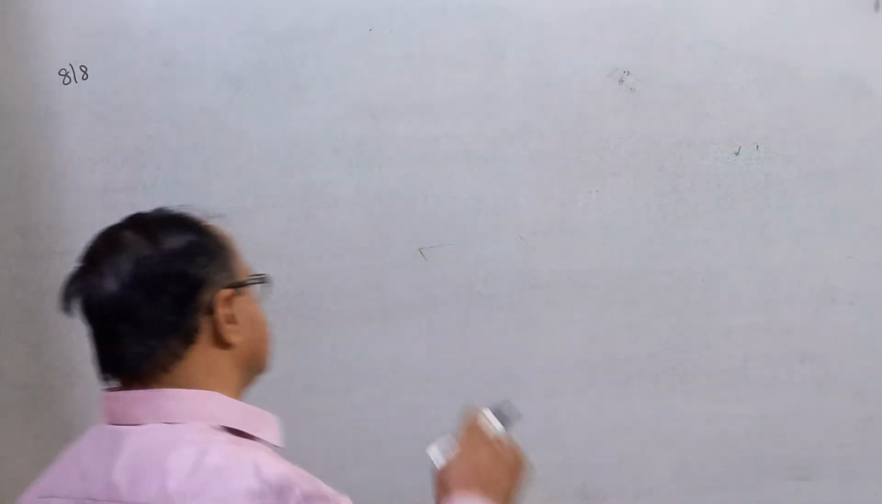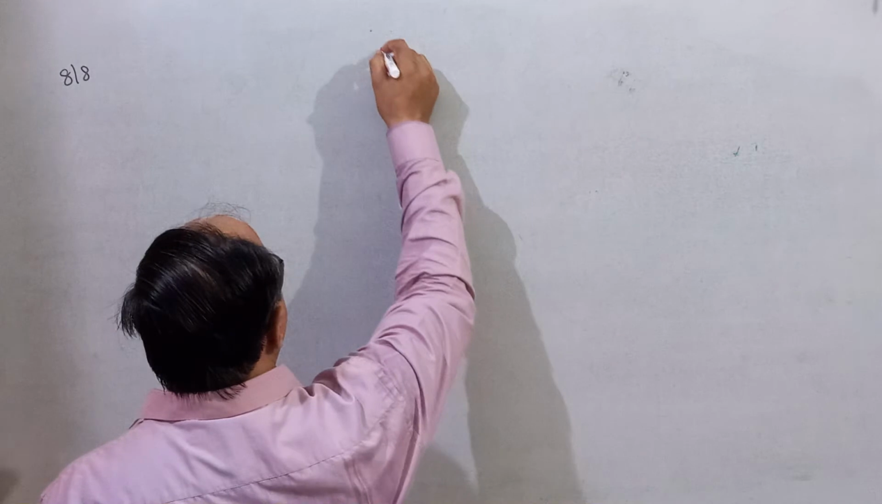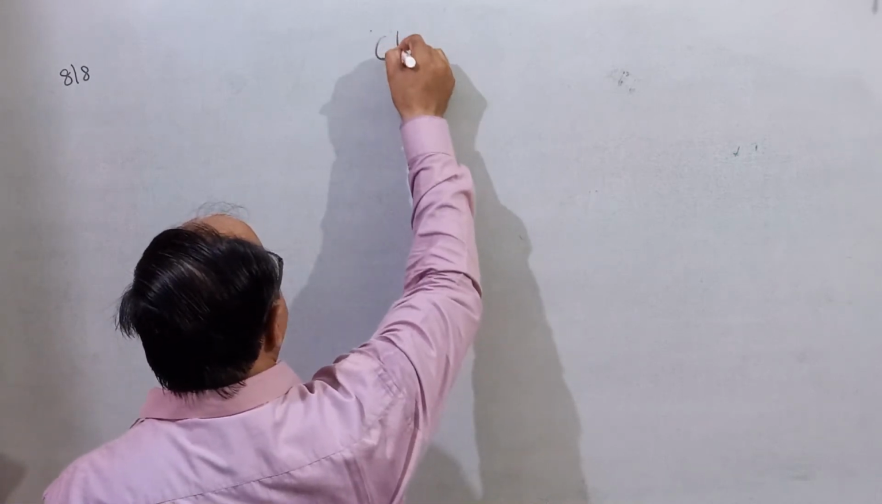Hello students, I am going to continue with the same topic, that is permutation and combination. Today I will discuss exercise 7.2, chapter 7.